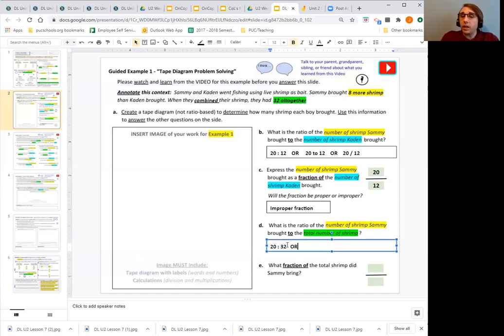Okay, and then we can show that in two other ways. So I'm going to let you do that for yourself. So you can show it in all three forms: the colon form, the word to form, and the fraction form. And then we're actually going to use the fraction form one more time because this is what fraction of the total shrimp did Sammy bring. So when it says fraction of the total, that means that the denominator is the total. So in that case, that's 32 on the bottom. And then Sammy brought a certain amount of that, a part of that. So we're going to have a proper fraction this time with Sammy's number on top.